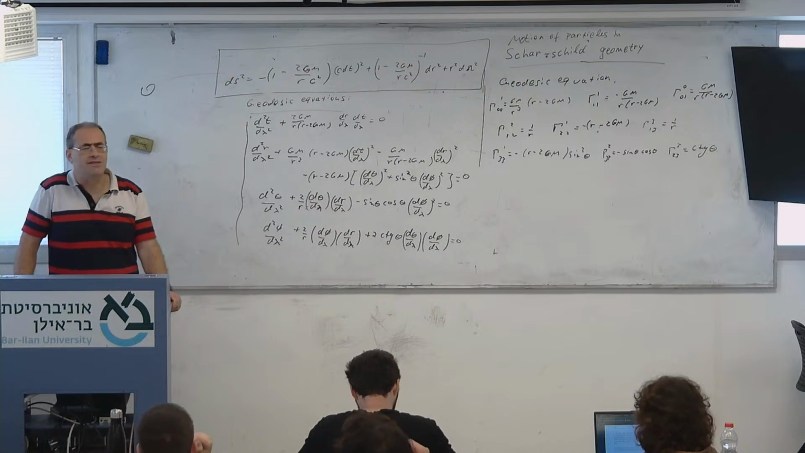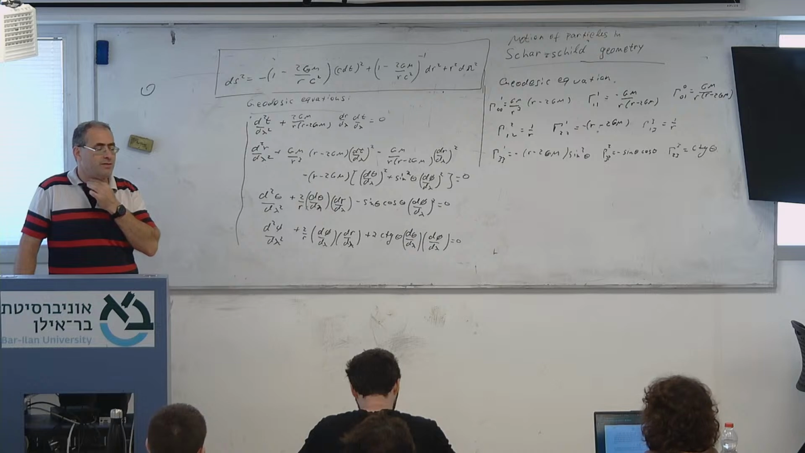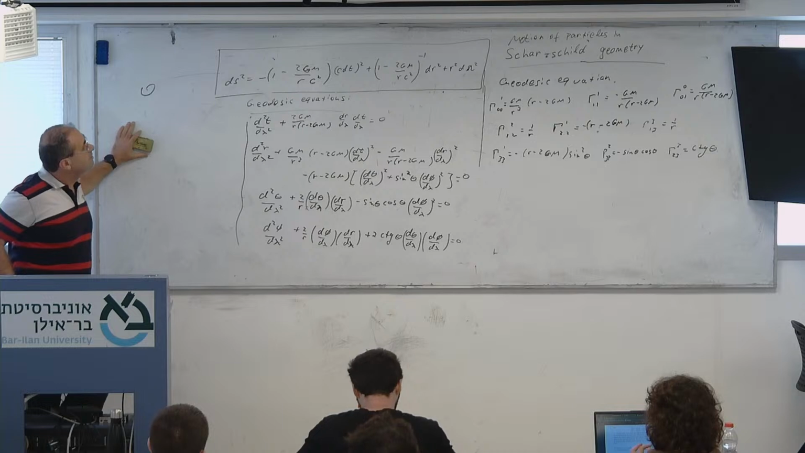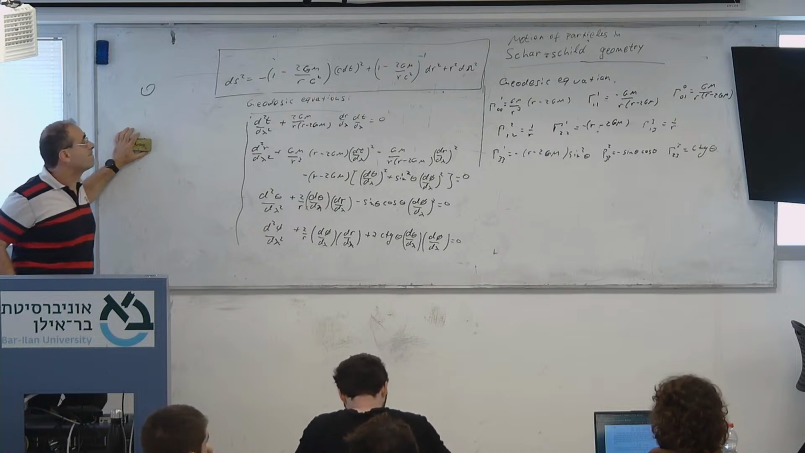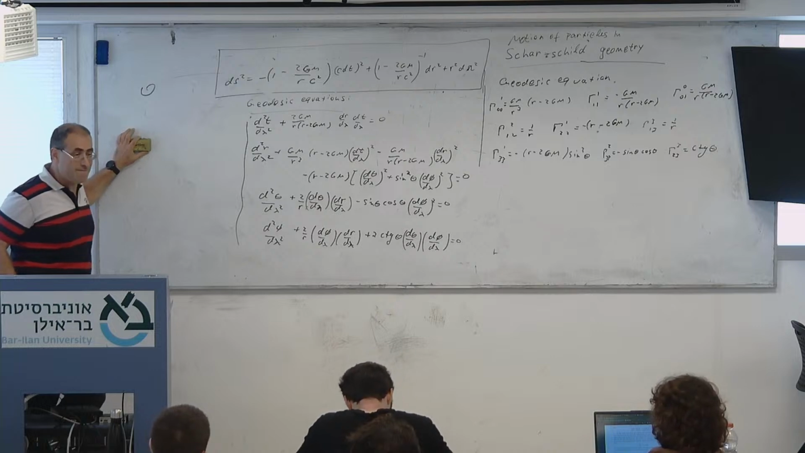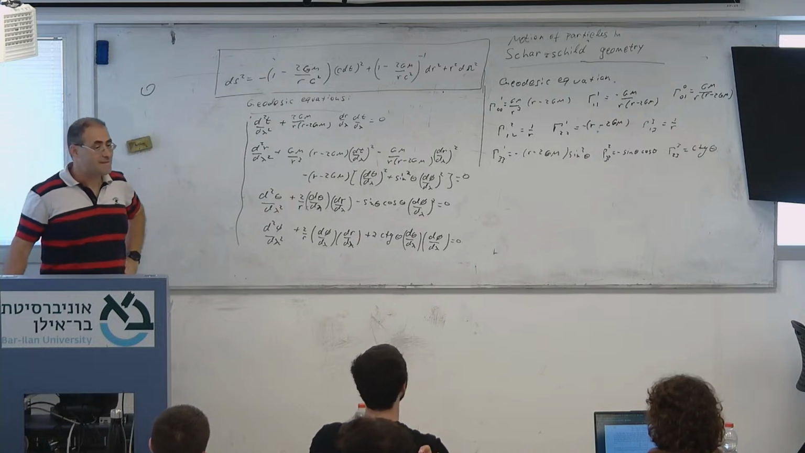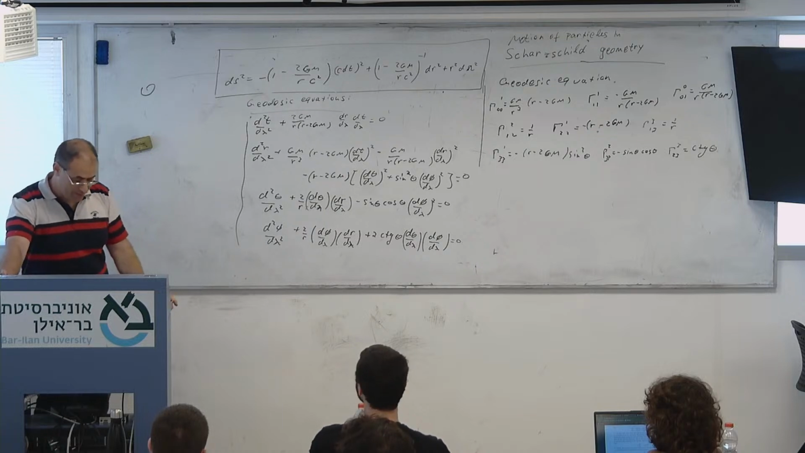How many Killing vectors does this have? 4. Which ones? Time, the theta, and I guess also r in some way. No, we don't know. You have at least one for t and one for phi, from the geometry. Yes, 4.